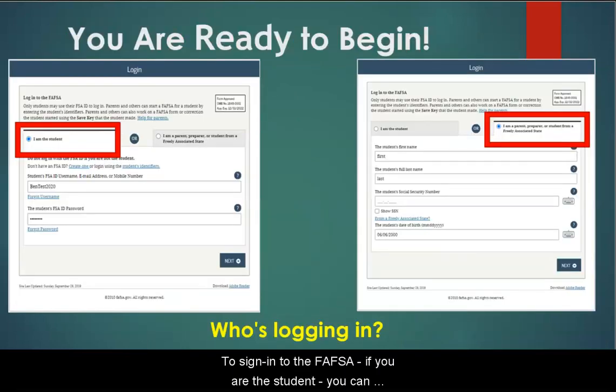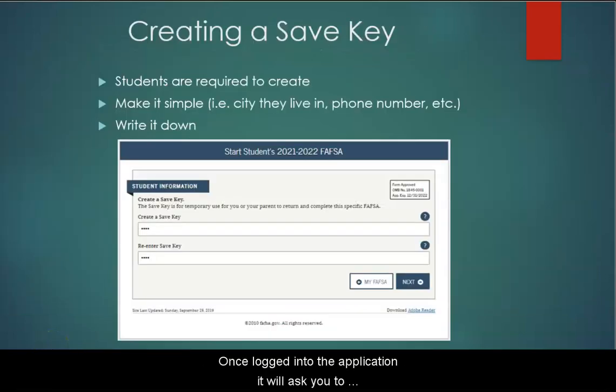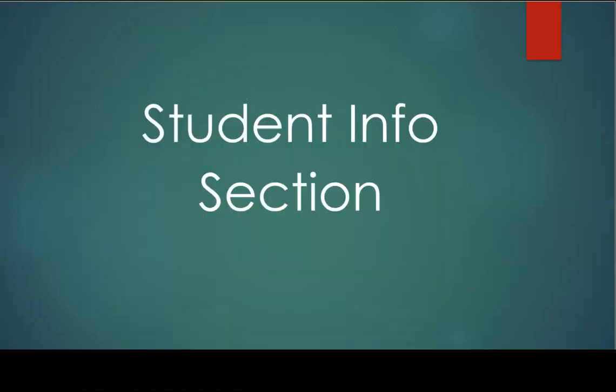To sign into the FAFSA, if you are the student, you can sign in using your FSA ID username and password. If your parent is logging into your application, they can log in using your first and last name, your social security number, and your date of birth. Once logged into the application, it will ask you to create a save key. Please make sure to write this down as you will need to share it with your parent so that if they are accessing the application, they can sign in and complete their section.